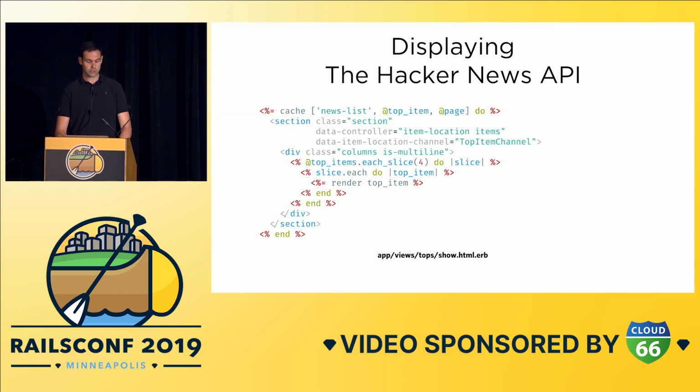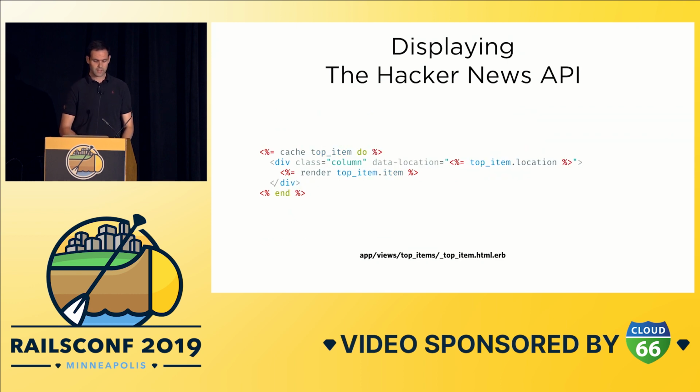And then on the show HTML file, we're again doing caching on the news list, the top item, and the page, so that each page has its own specific cache and there are no duplicates or problems like that. And then we're slicing them into each of the top items and rendering those. Each of those top items is itself cached, and it drops in a little metadata that is used later by Stimulus in order to set up the ActionCable. That data location field is used there. And then we just render the item.